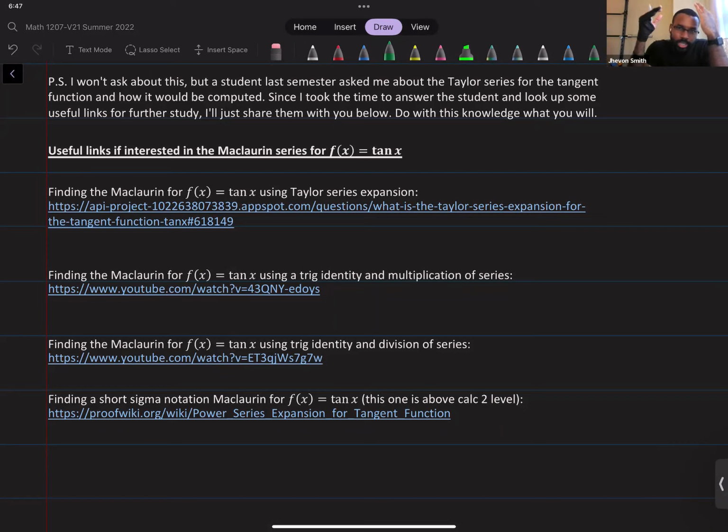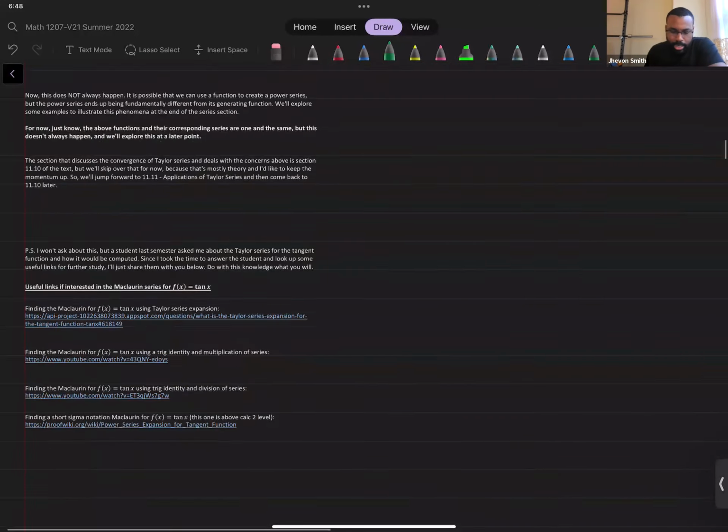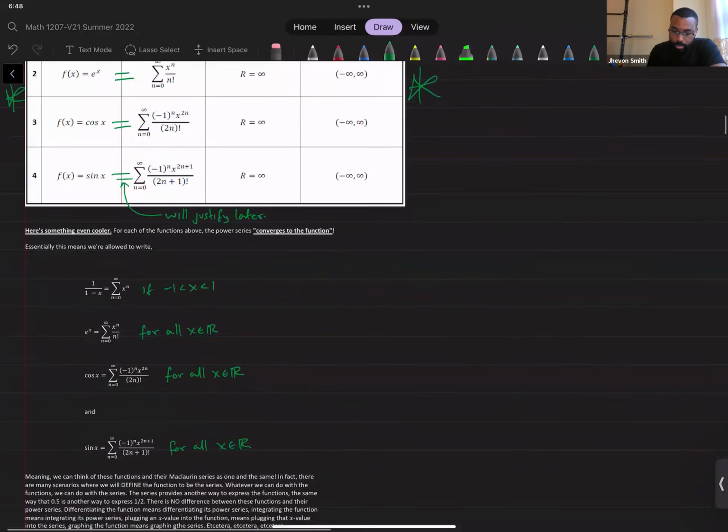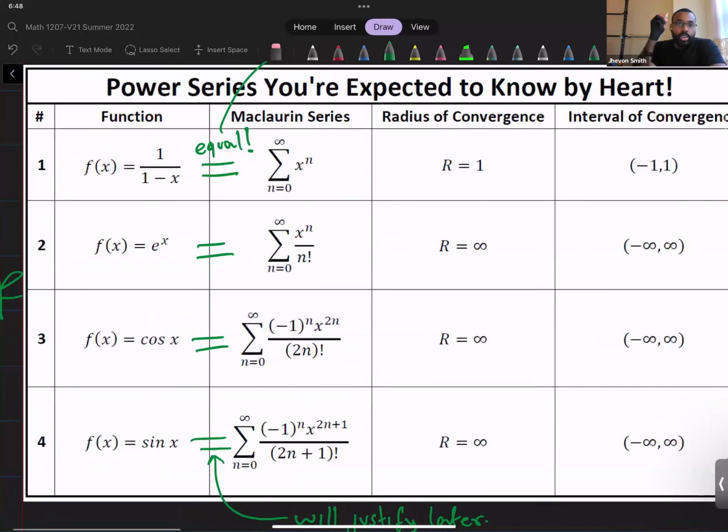So I just put a few links here, just in case you're interested. You can look at how you would actually derive the power series for a tangent function. It's not something I expect you to know or would ever ask you to know, really. However, anything that you can algebraically mold to look like one of these guys in the first column, I expect you to be able to find a power series for that guy.